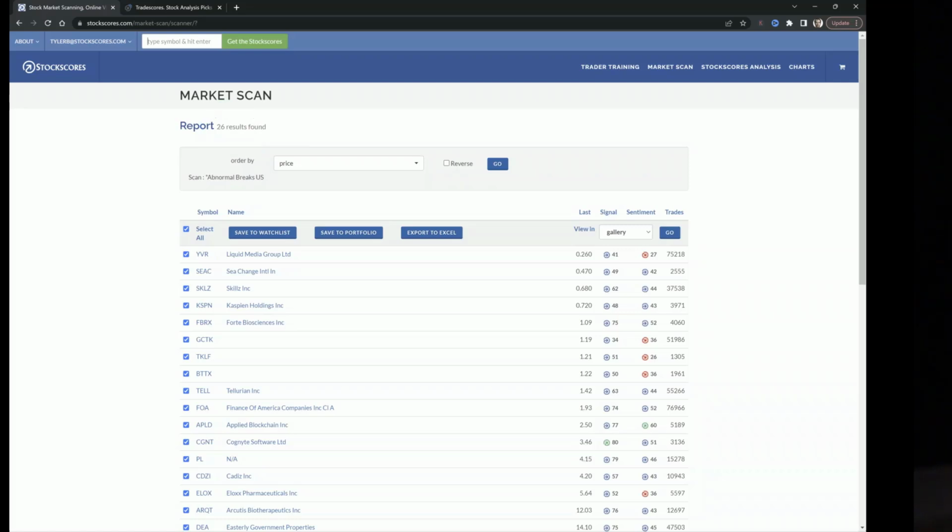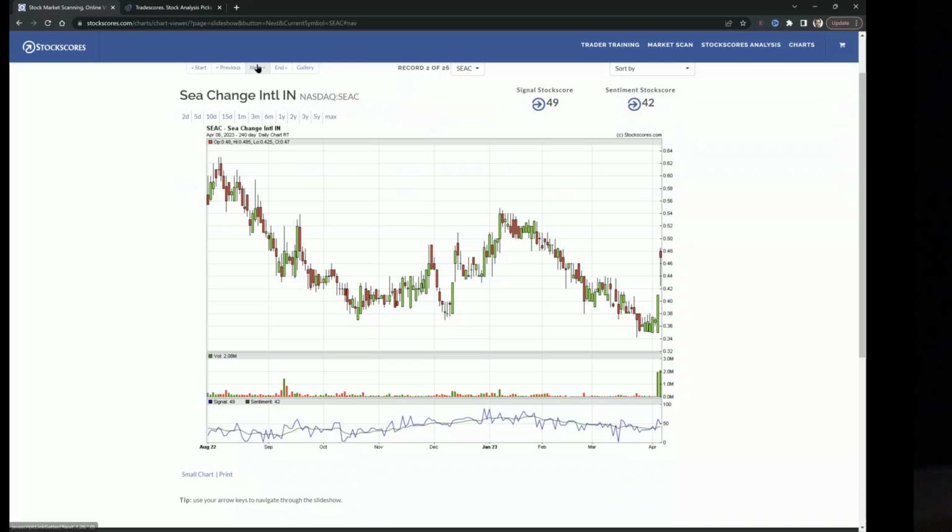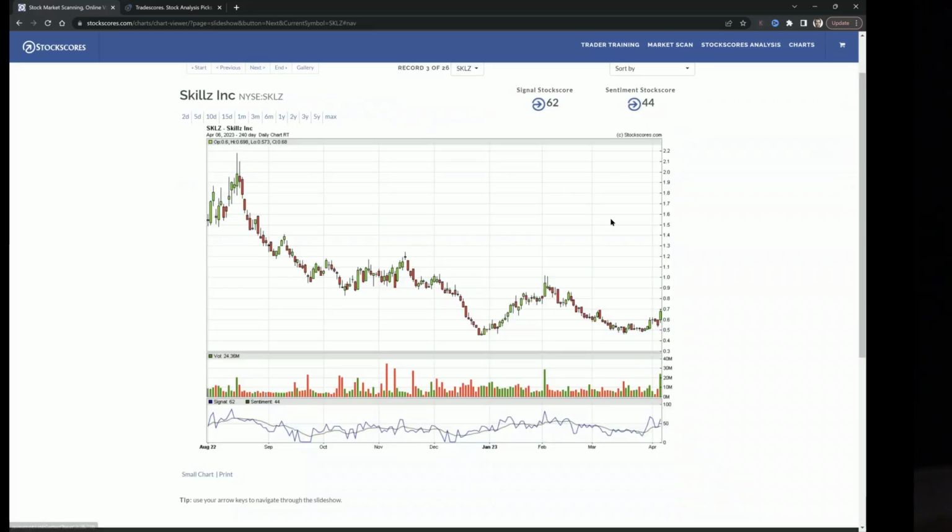But I'm not done yet. Now I need to look at the charts of those stocks to see which ones matter the most. So I'm going to go through a slideshow. Slideshow means I'm looking at one stock at a time. So here's the first one. You can see the abnormal price, the abnormal volume, but it's not the right kind of chart pattern. I teach you what the right kind of chart pattern is. I can also see that the stock scores aren't very good. So I'm not going to look at that one. Go to the next. Don't like that one. Go to the next. This one's not bad.